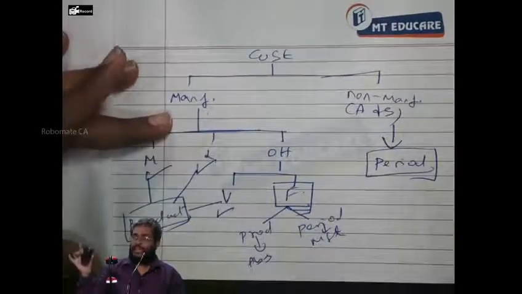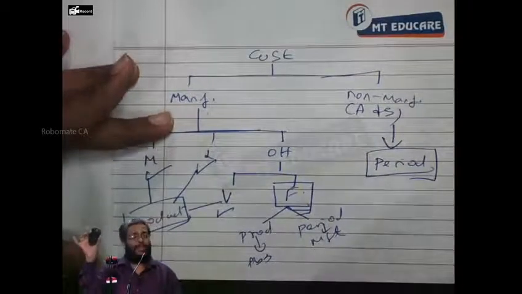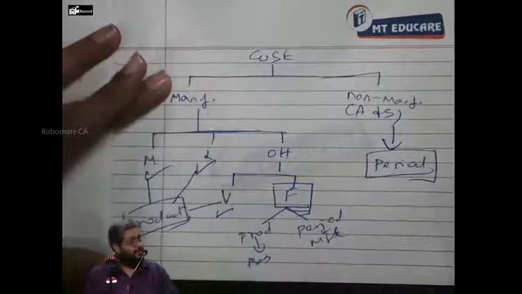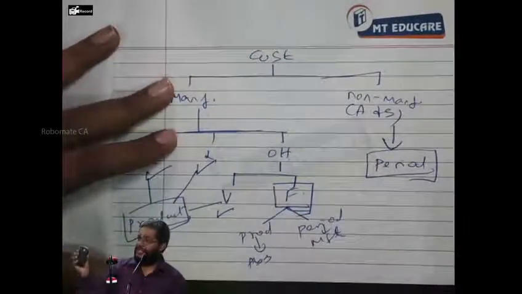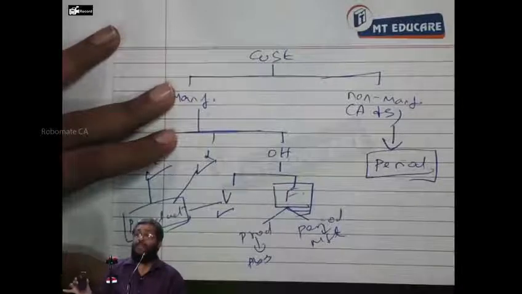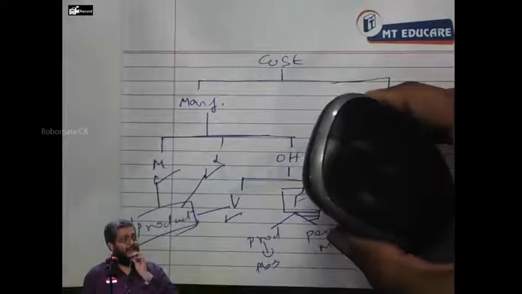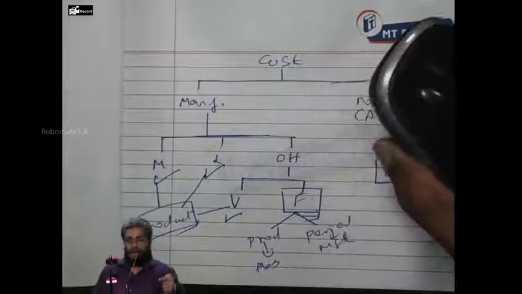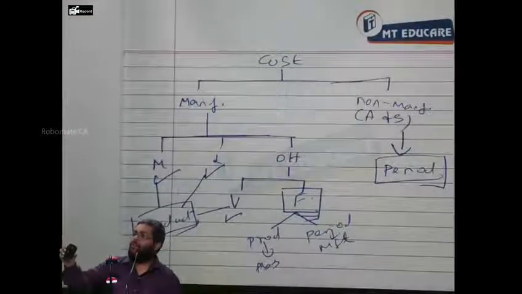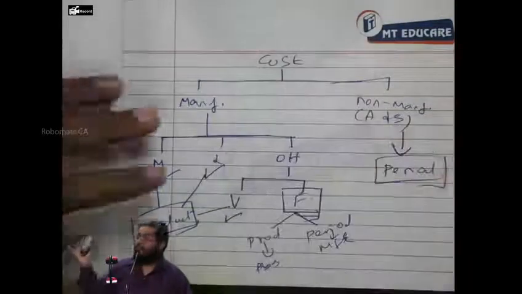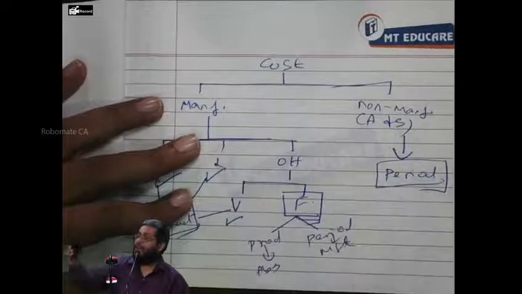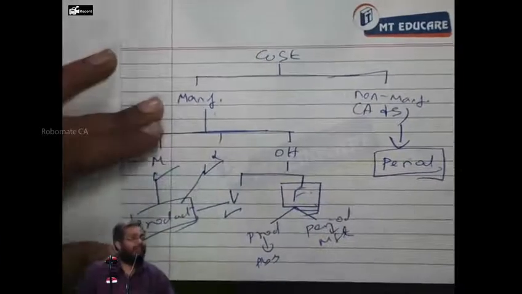In absorption costing, I value my stock at full manufacturing cost. In marginal costing, the same stock will be valued at variable manufacturing cost. Everybody, yes or no? So the difference between marginal and absorption is on stock valuation. Marginal values the stock at variable manufacturing cost. Absorption at full manufacturing cost. The full manufacturing cost includes unitized fixed cost also. Right or not?